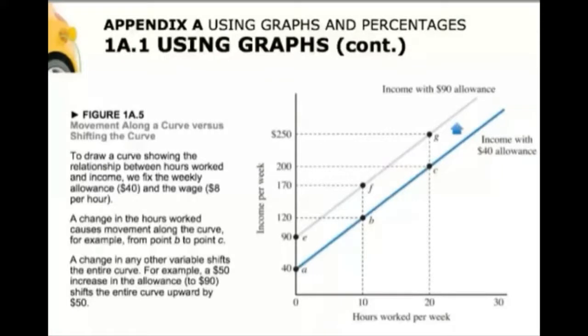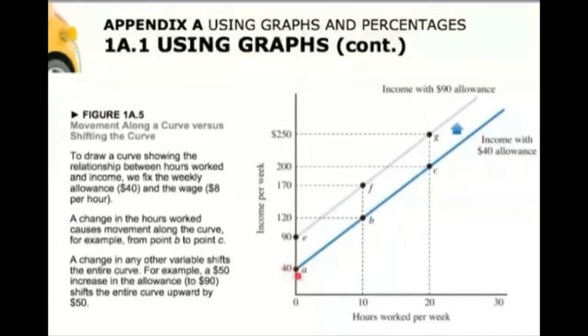If either of those variables changes, we have a movement along the curve. So if we are at point B and we decide to work more hours, that would be represented by a movement along the curve to point C. And what we would see is income per week would rise. But it rose because we decided to work more hours. Now if something else changes, for example, suppose your allowance were to change, or the amount of money you get even if you don't work any hours, right? That's the vertical intercept.